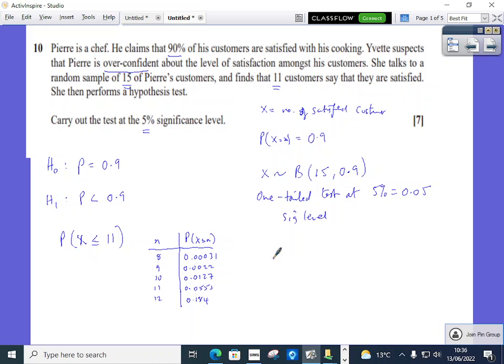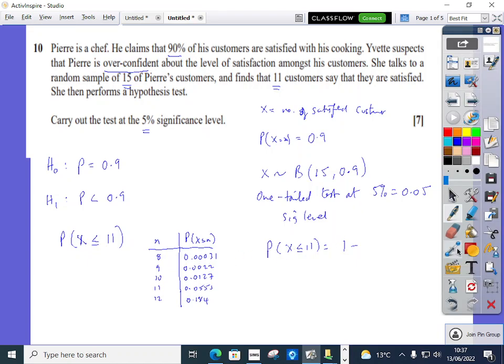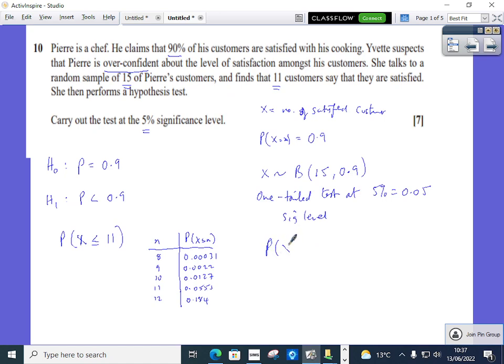So probability of getting less than or equal to 11 is equal to 1 minus, no, we don't need to do 1 minus here, sorry. Just say probability x is less than or equal to 11. This already does the cumulative for me. It's going to be 0.0553. Actually, I could have just put it straight in. Looking at it would have been easier.